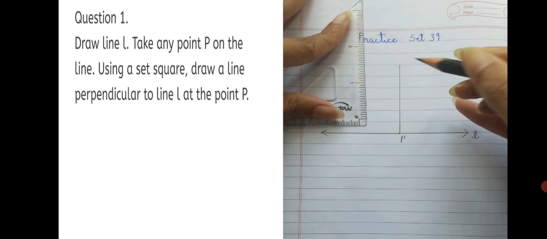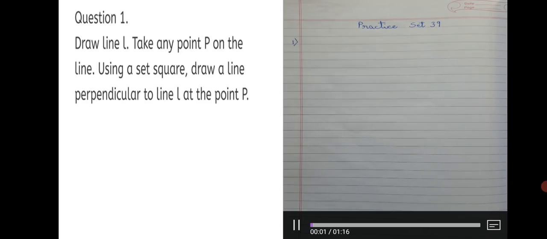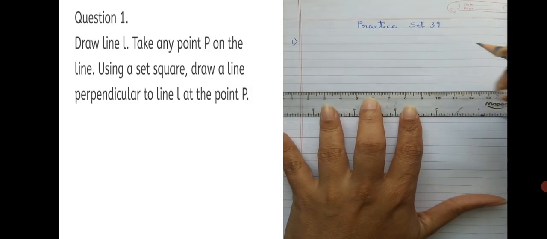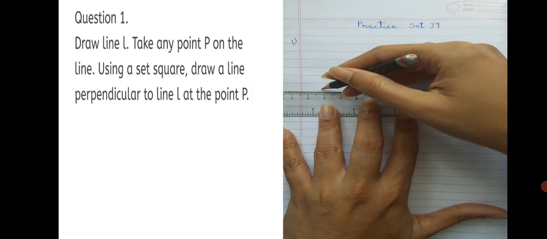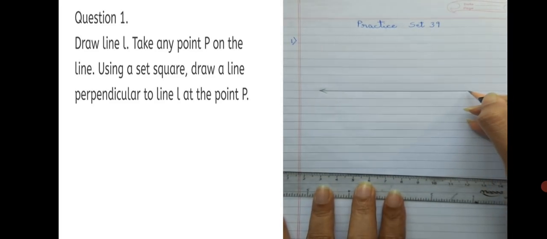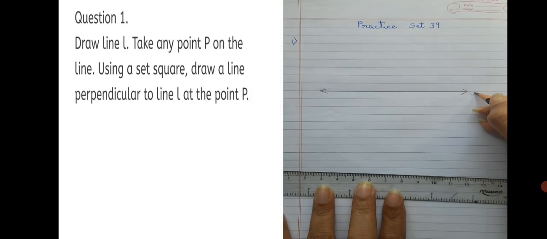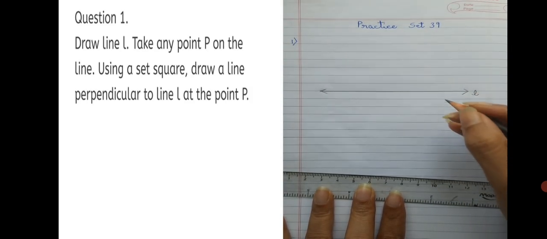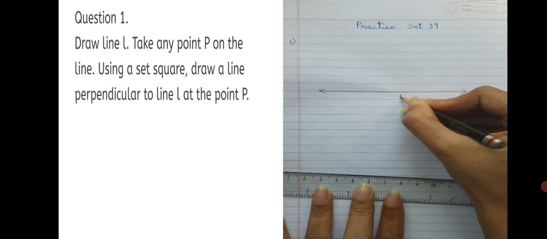First question, draw line L, take any point P on the line. Using a set square, draw a line perpendicular to the line L at point P. So let's begin. We have to first draw line L. With the help of a scale, we are going to draw a straight line, and mark the arrows on both the sides and name it as line L. Once you have named it as line L, take any point P on the line.